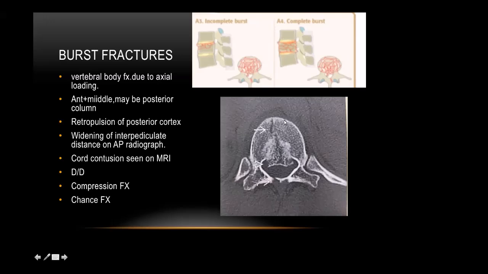If you look at the sagittal or axial image, you will see that the posterior cortex of a vertebral body is gone. If it's gone, it's a burst fracture. The differentials are compression and chance fractures.